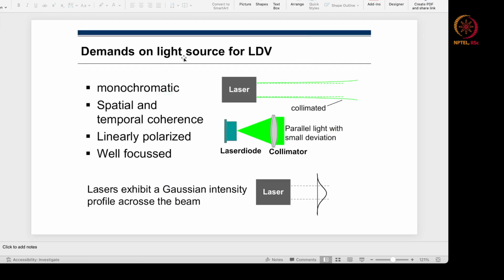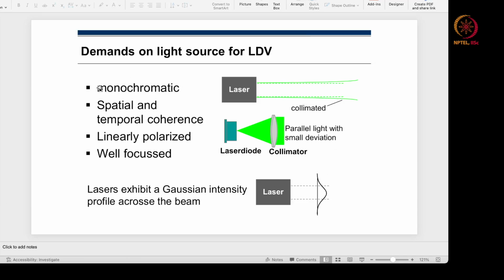Okay. So the demands on the light source for LDV, laser Doppler velocimetry, is that it needs to be monochromatic. It needs to have spatial and temporal coherence, should be linearly polarized, and it should be well focused. This is what a collimated beam of light actually looks like. The dotted line is the desired profile, and this is parallel light with very small deviation. The lasers also exhibit something called a Gaussian intensity of the beam. This is how the intensity varies across the beam cross section. These things have to be kept in mind.